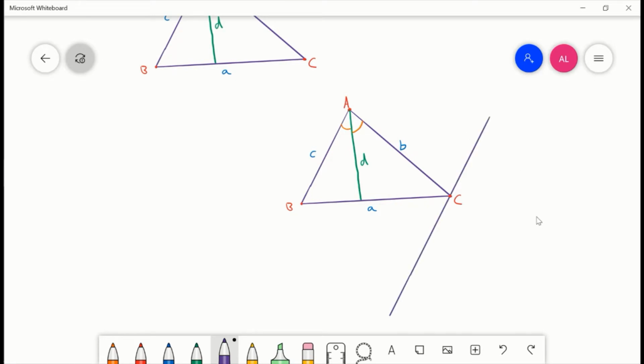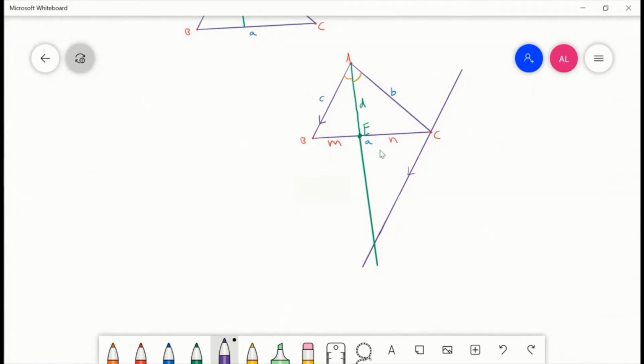And now I'm going to draw a line through C that is going to be parallel to AB. And then I'm going to draw the intersection point between this angle bisector and side BC and call this point E. Then I'm going to label sides BE and EC as M and N respectively. And then we're going to draw an extension of line AE and call its intersection point with the line through C parallel to AB, F.